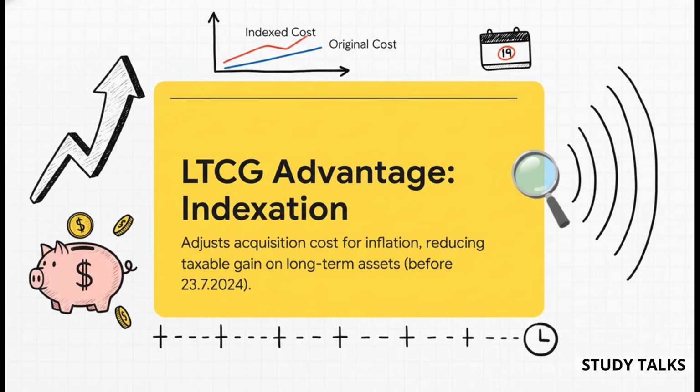Now, here's the absolute game changer for long-term assets. You don't just subtract the original price you paid. For long-term capital gains, you get to subtract the indexed cost of acquisition. This is a huge benefit. The law literally lets you inflate your original cost to account for inflation, which can massively reduce your taxable gain. But, again remember, this benefit is mostly gone for transfers from July 2024 onwards, which makes knowing that date so critical.